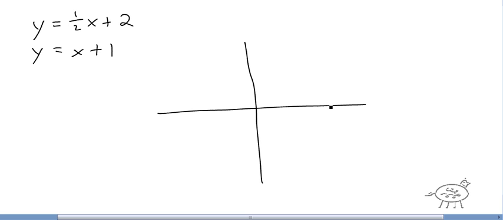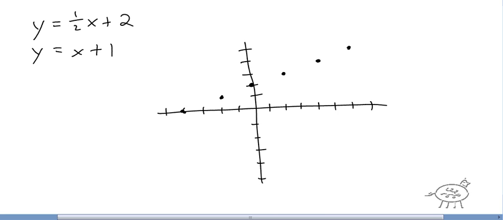So if I graph this, let's see, I plot 2 here, and then it's up 1 over 2. So let's put a couple marks on here. Try to be a little neat, but you don't have to be super accurate because we're just plotting a bunch of points. So it's 2, and then up 1 over 2, up 1 over 2, up 1 over 2, down 1 over 2, down 1 over 2. Okay, so we've got a bunch of points here.